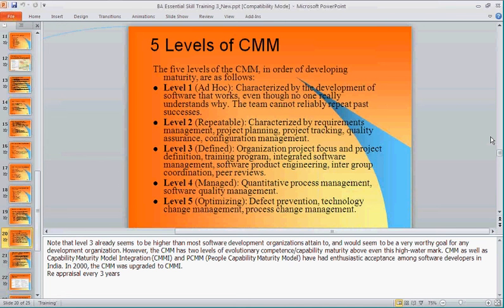Now, CMM, right, it is a certification. It is not a one-time certification. You must get appraised every 3 years. Okay? So it is a long-term commitment that a company makes when they reach out to one of those CMM partners and get certified. It is a long-term commitment.